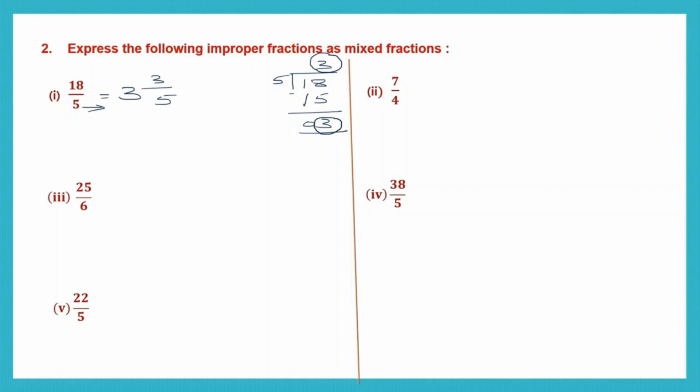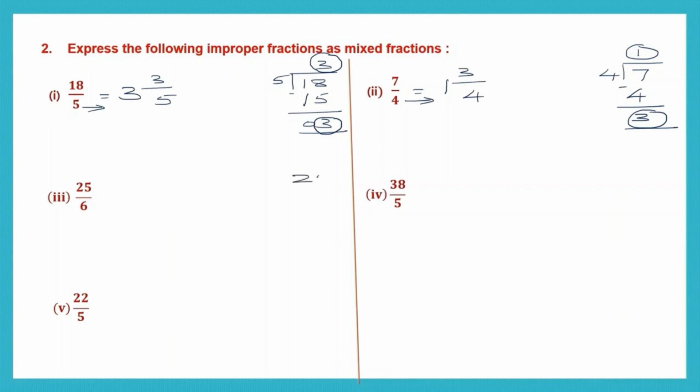Question 2, 7 by 4. So we're going to convert it to a mixed fraction. Divide 7 by 4. 4 ones are 4, 7 minus 4 is 3. So our quotient, that is 1, is going to become the natural number. Our remainder is going to become the numerator and our denominator is the same. 1, 3 by 4.